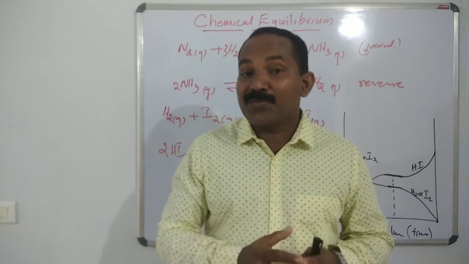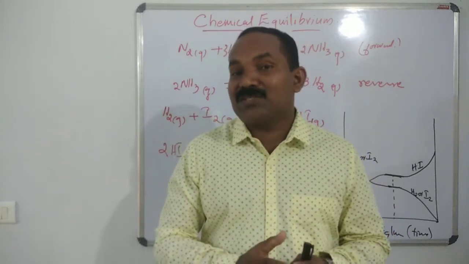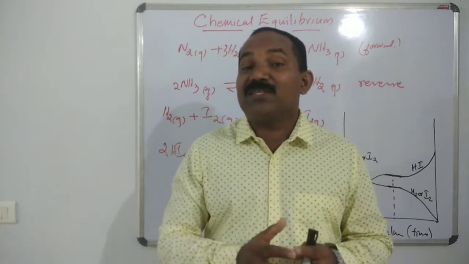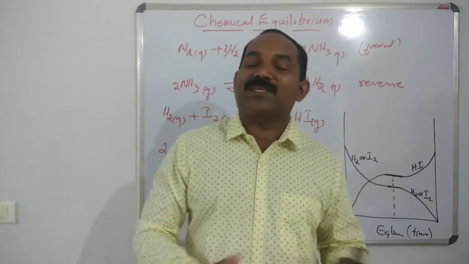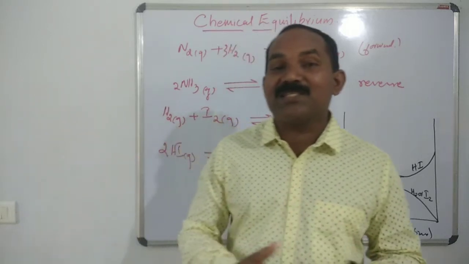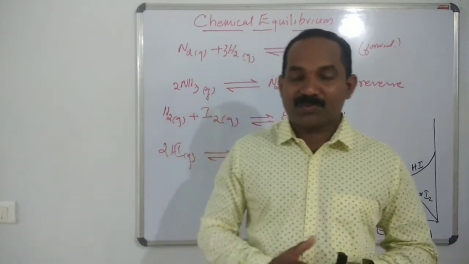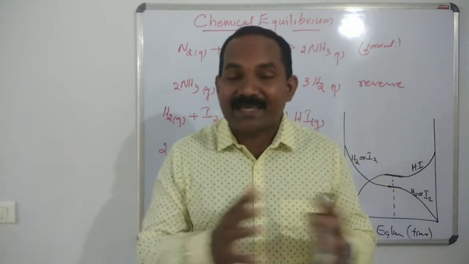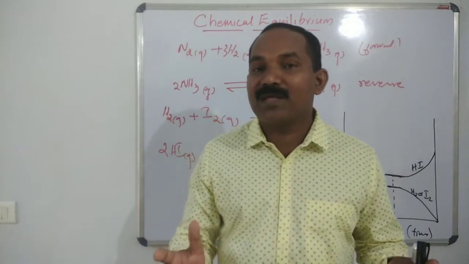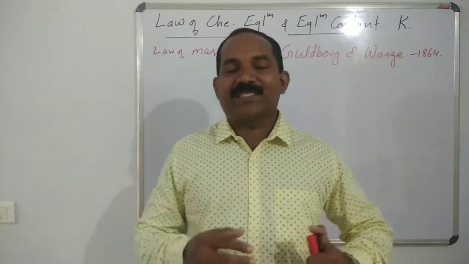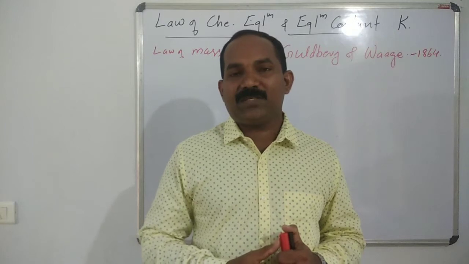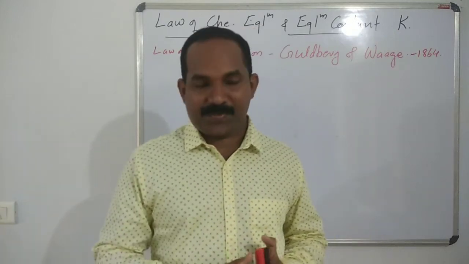And in equilibrium, the free energy change is 0. Already we discussed this in thermodynamics. Delta G is equal to 0 at equilibrium. So these are the important characteristics of equilibrium. Next we discuss the law of mass action and the law of chemical equilibrium.